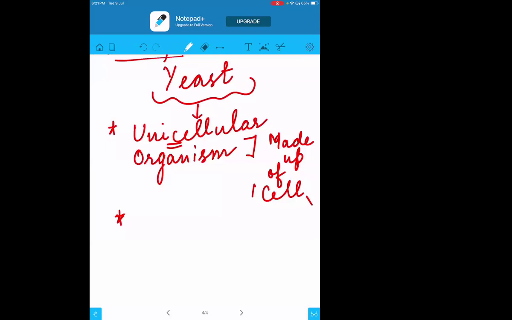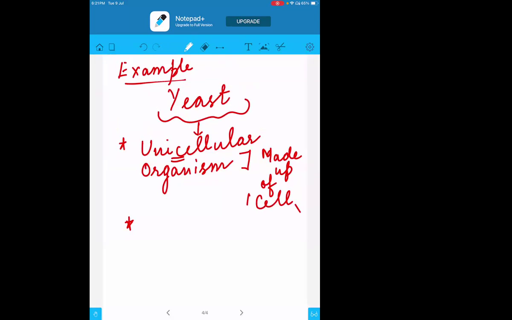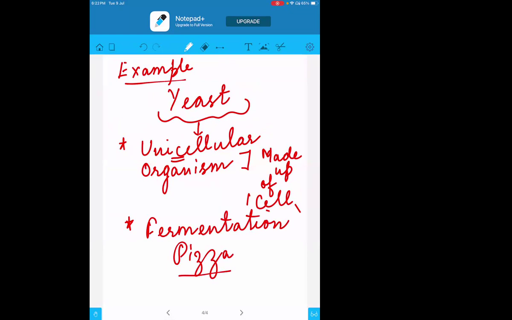And where are we using this yeast? Any one of you can answer this. Fermentation, ma'am. Very good. So we use it during the fermentation process. Like if we want to make pizza, to make the dough of the pizza, what do we do? We add yeast to it. So when we add the yeast to the dough, what happens? They start releasing the gas called CO2.